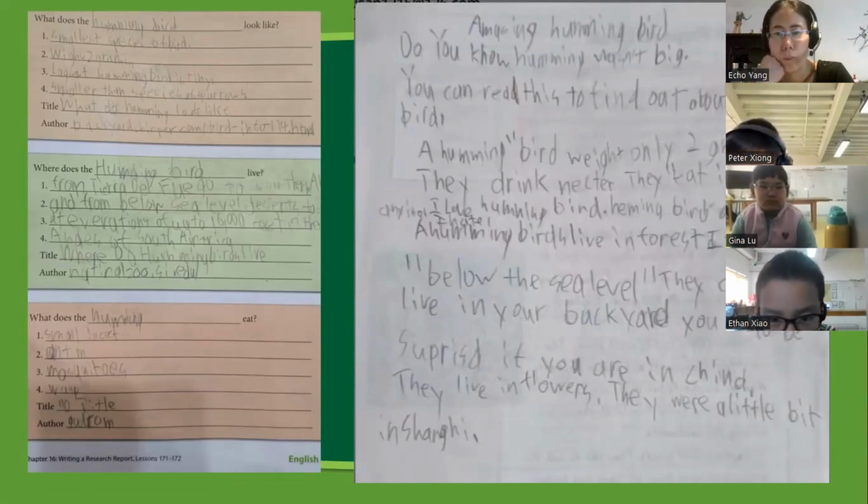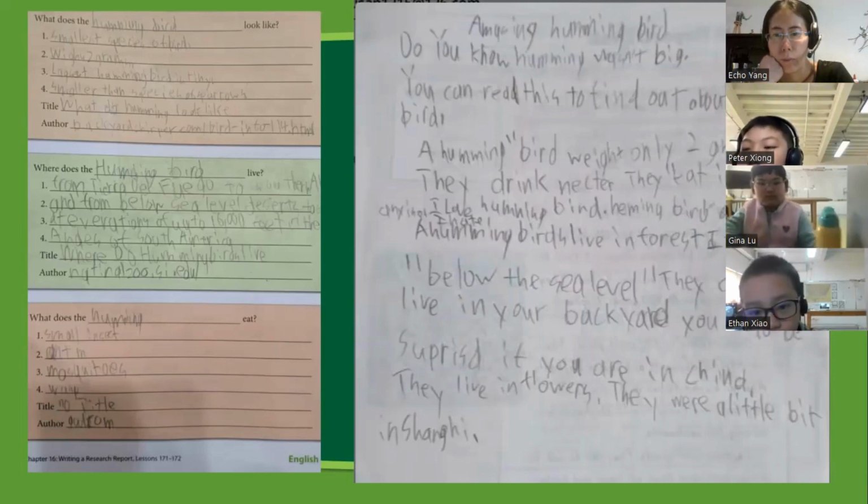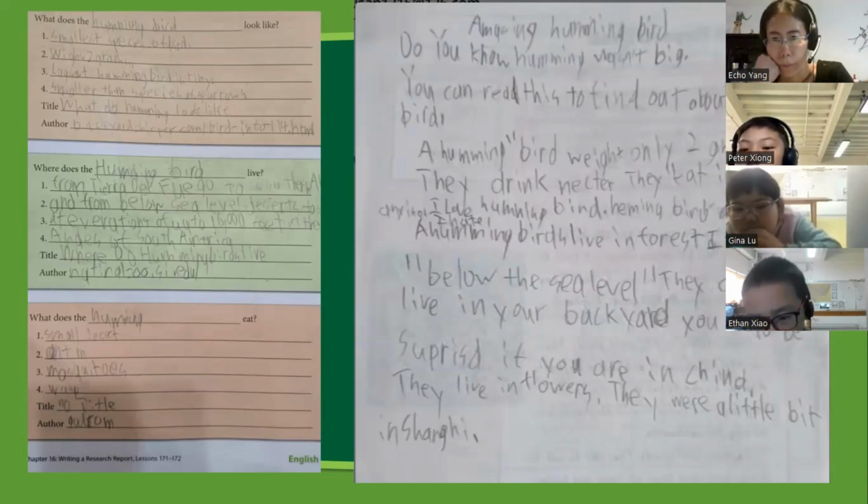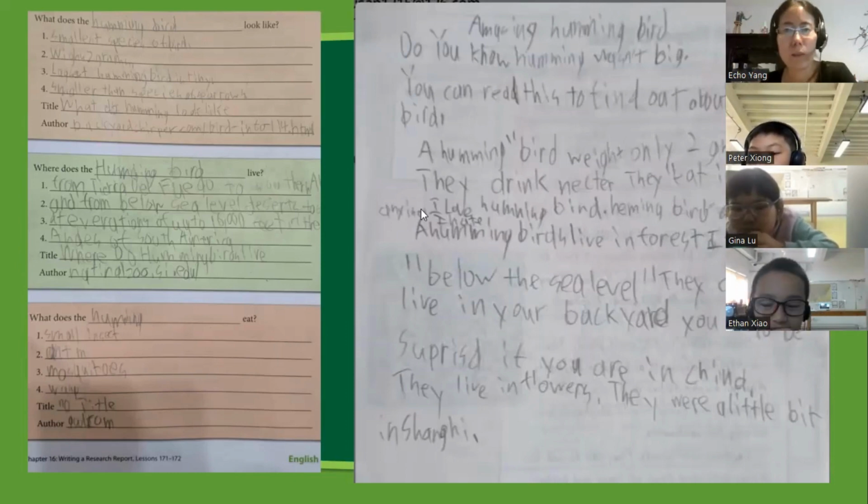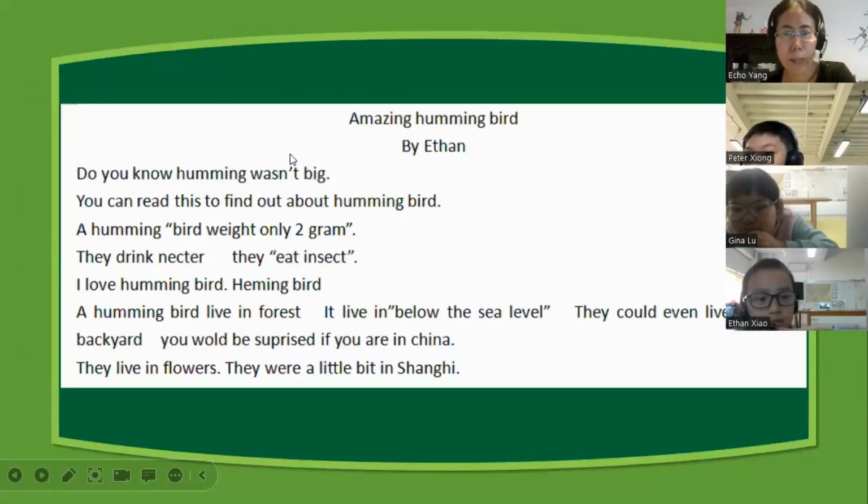Hummingbirds live in forests. It lives below the sea level. They could live even in your backyard. You would be surprised if you're in China. They live in flowers. Okay, thank you. So I've already typed them out for you since the words are not quite recognizable.